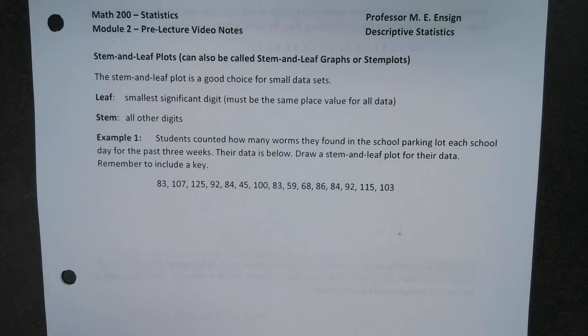and then we can really see which kind of areas have the most data. So in this example, we said students counted how many worms they found in the school parking lot each school day for the past 3 weeks. Their data is below. Draw a stem and leaf plot for the data. Remember to include a key.